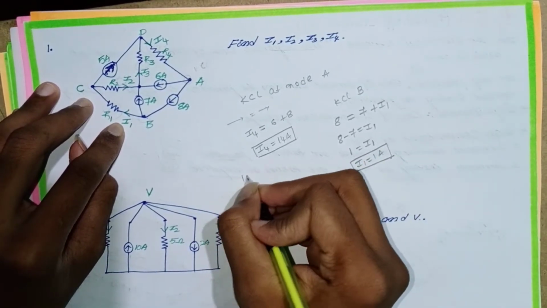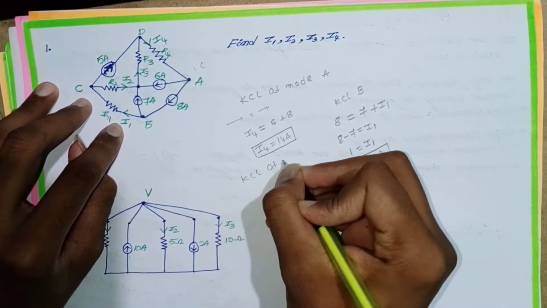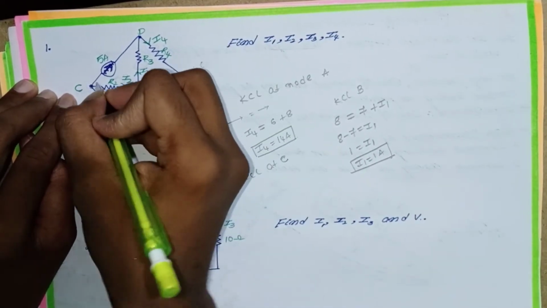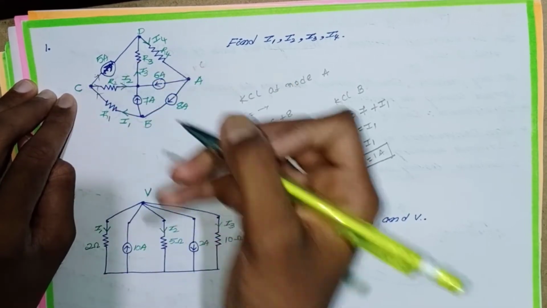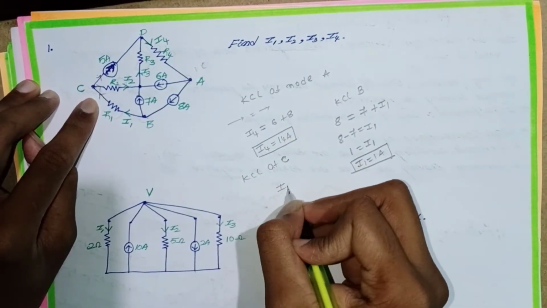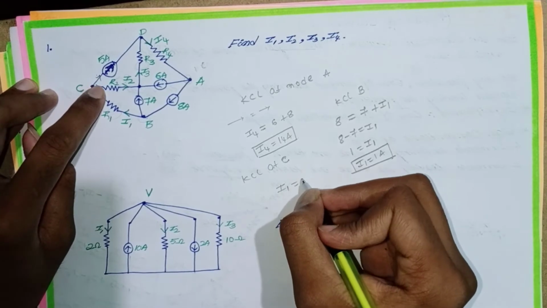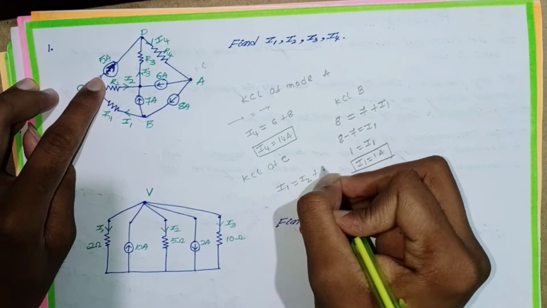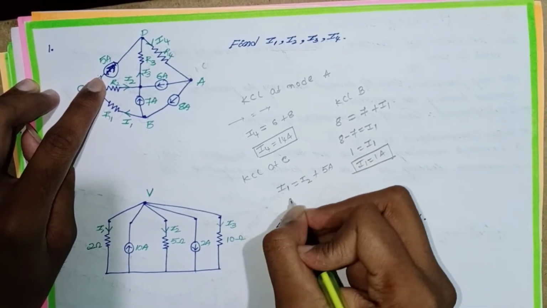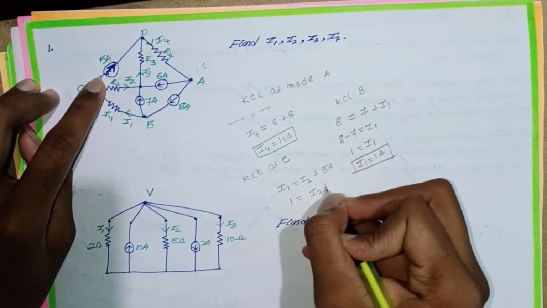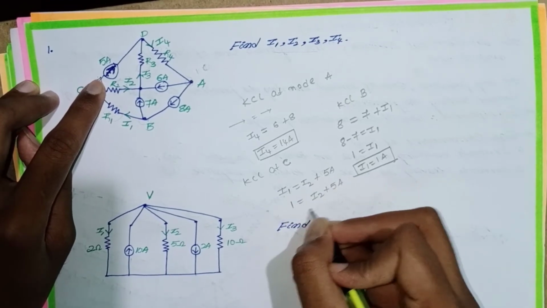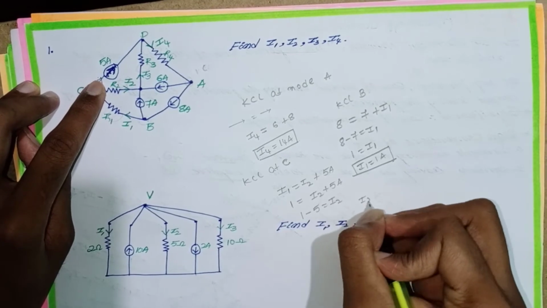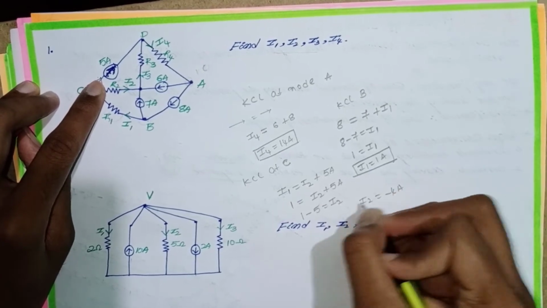Then we apply KCL at node C. This is entering, and these two are leaving. I1 is equal to I2 plus 5 ampere. I1 is 1 ampere, so 1 is equal to I2 plus 5 ampere. 1 minus 5 is equal to I2. I2 is equal to minus 4 ampere.